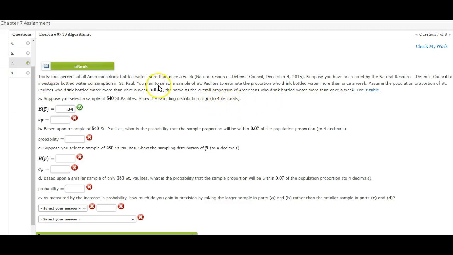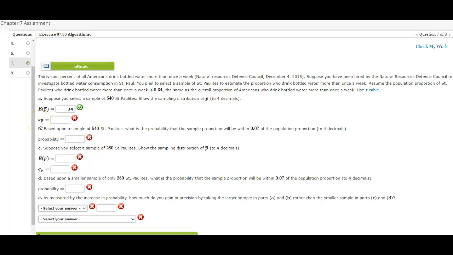Now, they already tell you that the population proportion that drink bottled water more than once a week is 0.34. So this is the expected value for p-bar, or the sampling distribution of p-bar. It's simply the expected value, which is 0.34. No need to have it to 4 decimal places.